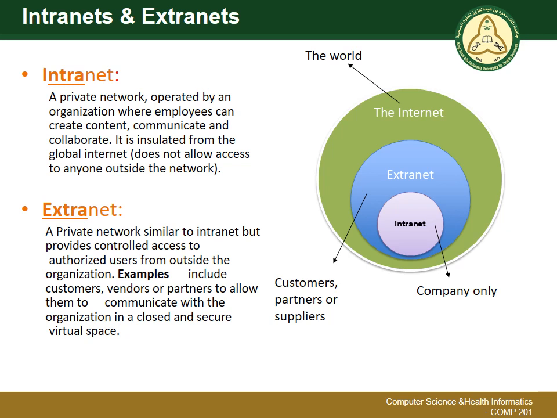Example for the authorized user who can access the extranet, it is a customer, vendors, or partners, to allow them to communicate with the organization in a closed and secure virtual space. So this figure shows the intranet can be accessed only by the employee of the company. The customers and partners or suppliers can access it through the extranet, and all of these are part of the internet.